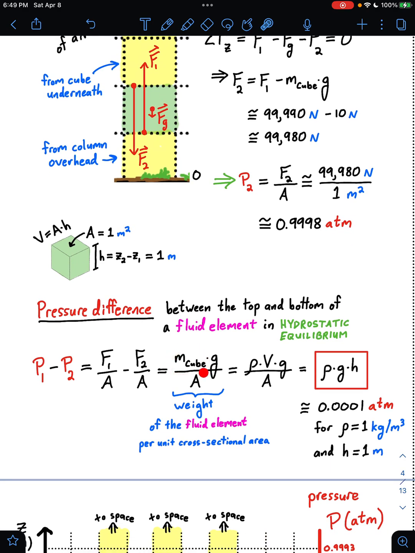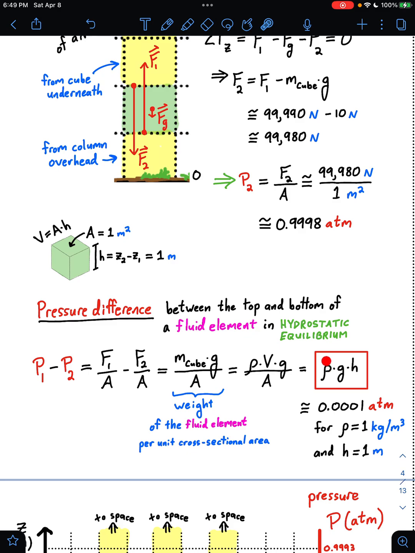So let's rearrange this a bit. The mass of the cube we can represent as the density of the air in the cube times the volume of the cube. And then if this is our green cube right here, whose volume is equal to its cross-sectional area times its height, A times H, then this quantity, V over A, the volume divided by the cross-sectional area, is equal to the height of the cube. So replace V over A with the height H and get this formula. The difference in pressure above and below some fluid element is given by the density of the fluid times little g times the height of the fluid element. And this is our first important equation for our study of fluid mechanics, rho g h for pressure difference.